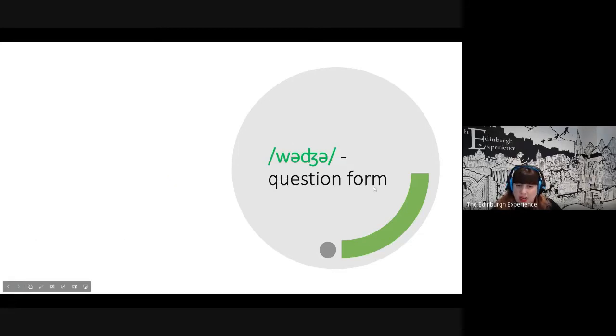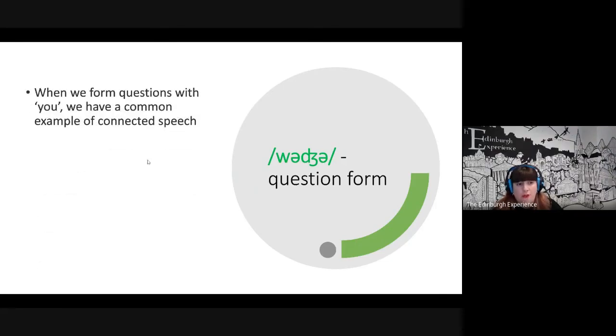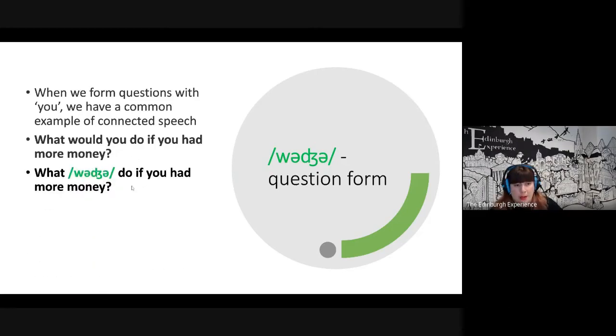Another thing that you'll find when producing second conditionals is the "would you" connection. Okay, so instead of "would you" when we're speaking second conditionals, we say "wouldja", right, in the question form. So for example, what would you do if you had more money? What would you do if you had more money? Okay, what would you do? It would look like that.